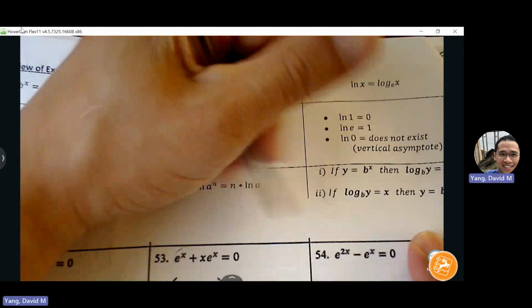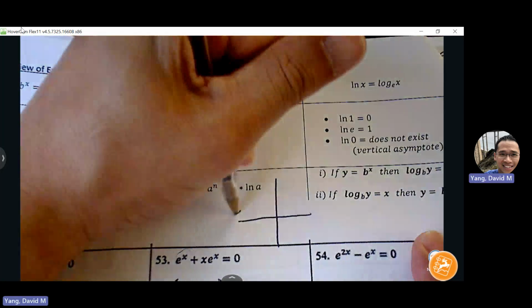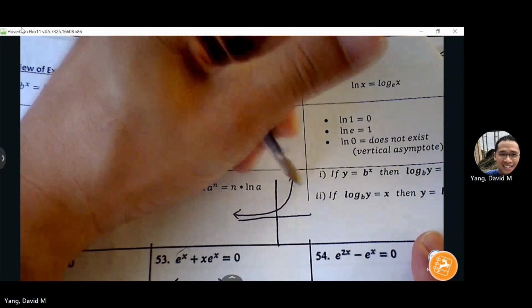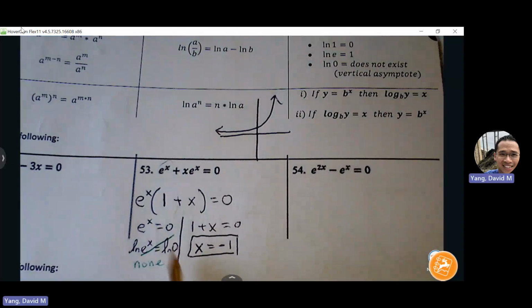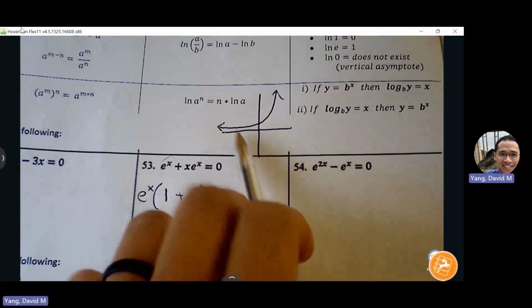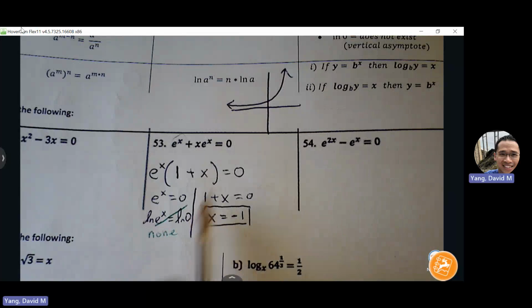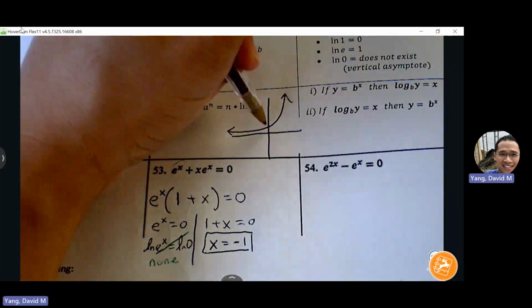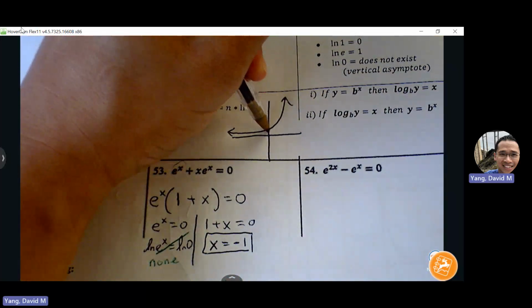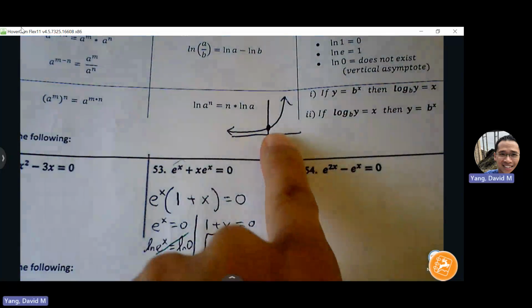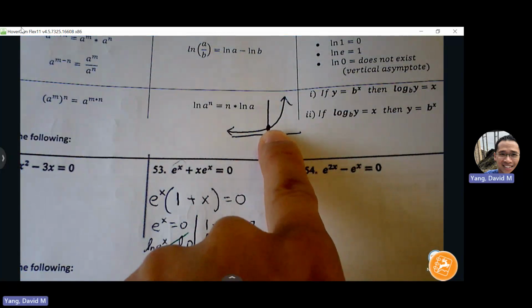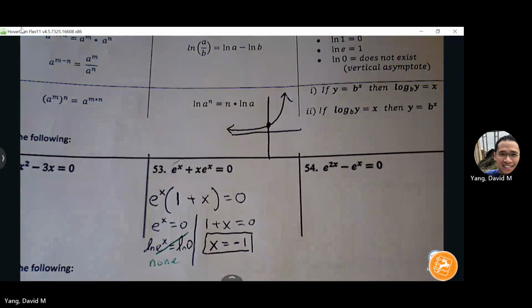So here's the exponential graph. The exponential graph looks like this, right? Is this graph ever equal to 0? No, right? But e to the 0 is equal to 1, right? There's a y value of 1 there, right?